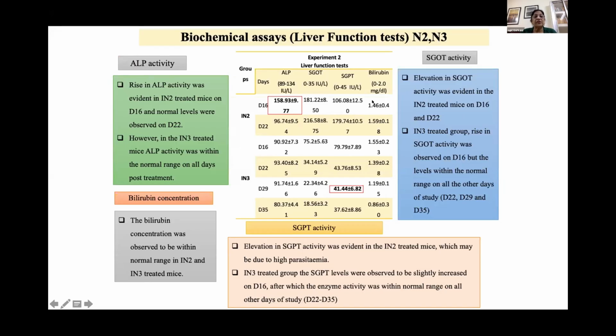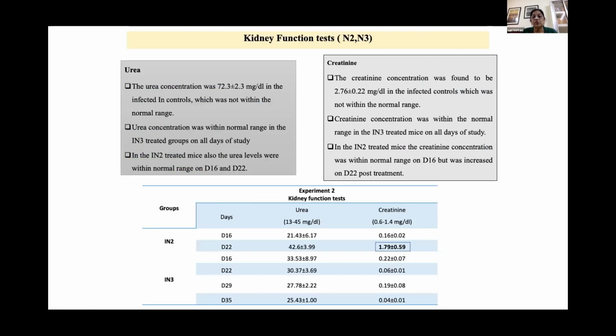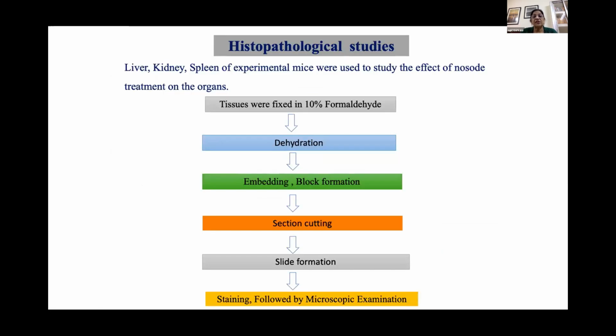This was further seen when the animals were treated with the N2 nosode and the N3 nosode. You can see that most of the parameters were coming to the normal level. The SGPT levels were normal, the bilirubin levels were normal, the SGOT was normal, and the ALP also was within the normal range, which shows that once the parasite is eliminated from the system, slowly all the biochemical parameters also come within the normal range. The same was true for the kidney function test also.